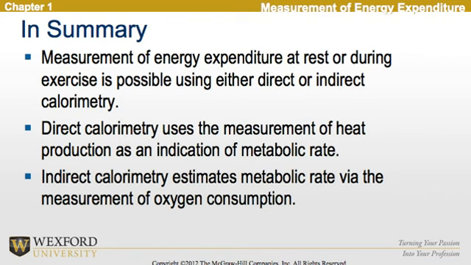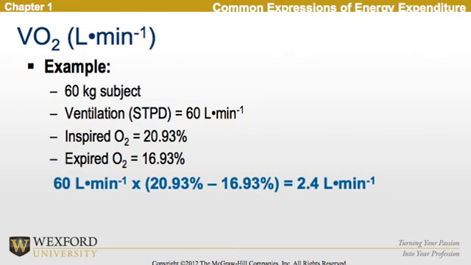So in summary, the measurement of energy expenditure at rest or during exercise is possible using either direct or indirect calorimetry. Direct calorimetry uses the measurement of heat production as an indication of the metabolic rate, whereas indirect calorimetry estimates the metabolic rate via the measurement of oxygen consumption.